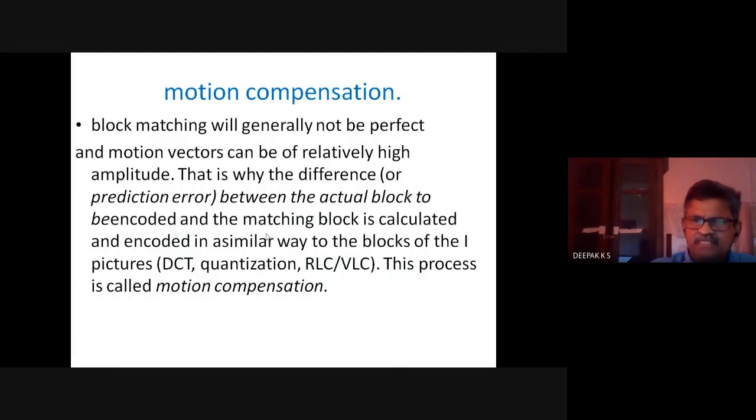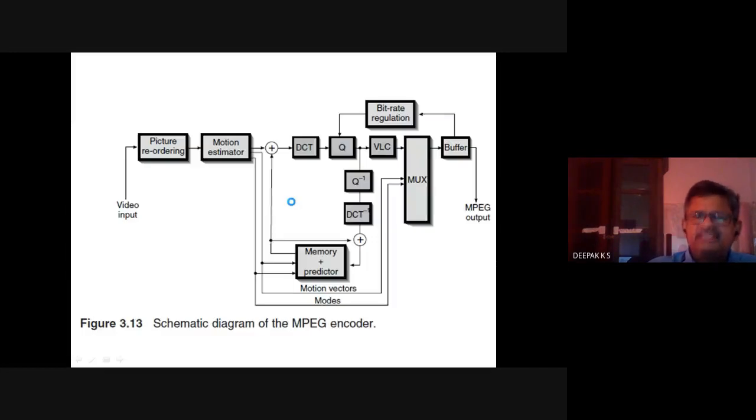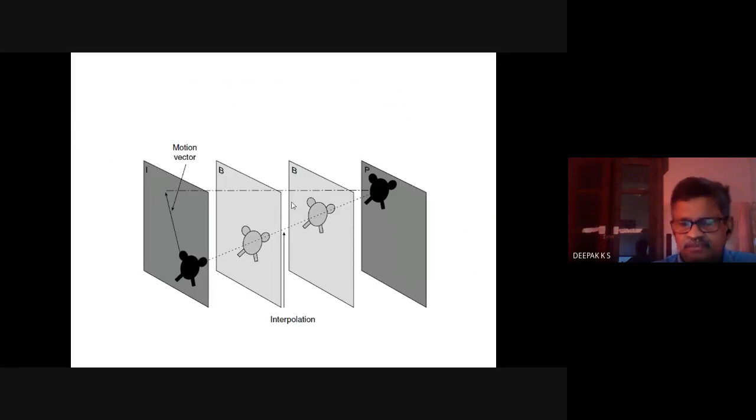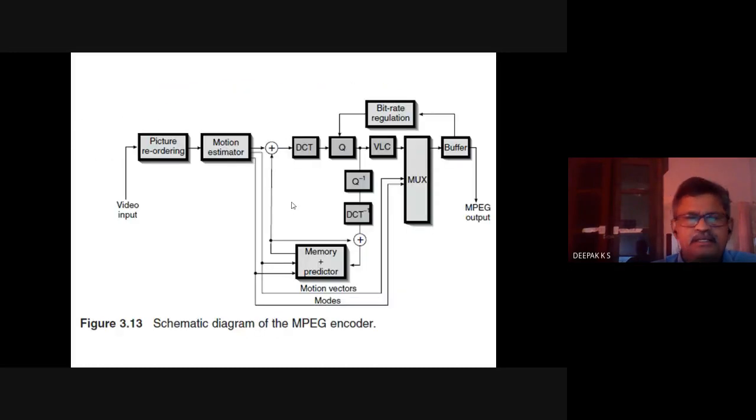And block matching will not be perfect, and motion vectors would have to be of relatively high amplitude. That is why the difference or prediction error between the actual block to be encoded and the matching block is calculated and encoded in a similar way to the blocks. So a compensation is needed. So this is the essence of MPEG. We are not looking at what the algorithm is. We will go to this block next class.